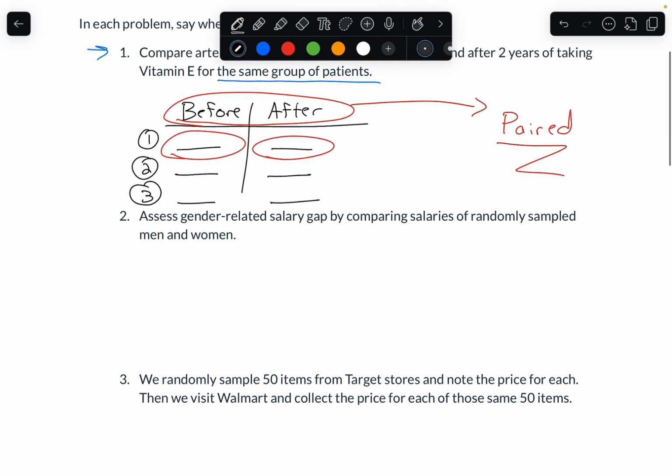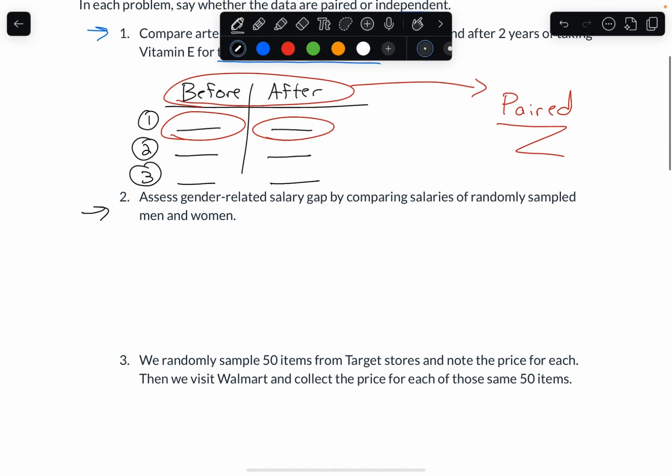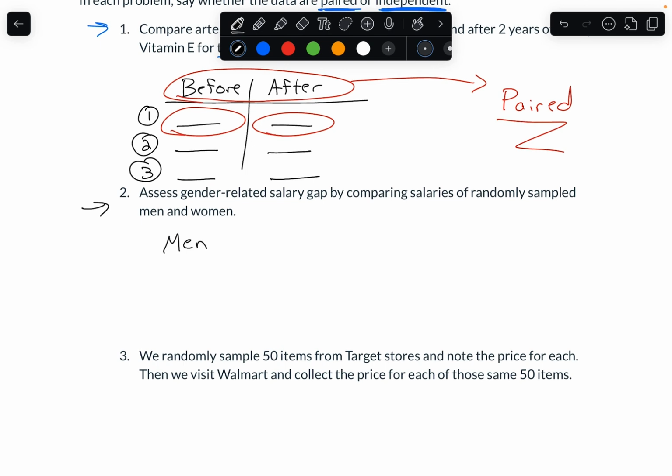So moving on to our second example, it says assess gender-related salary gap by comparing the salaries of randomly sampled men and women. So again, I'm just going to imagine what my data would look like if it was presented to me, and I've got here's the men's salaries and perhaps here's the women's salaries right here.